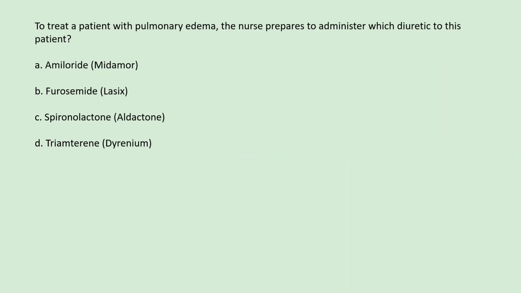To treat a patient with pulmonary edema, the nurse prepares to administer which diuretic to this patient? A. Amiloride, Midamor. B. Furosemide, Lasix. C. Spironolactone, Aldactone. D. Triamterene, Dyrenium.